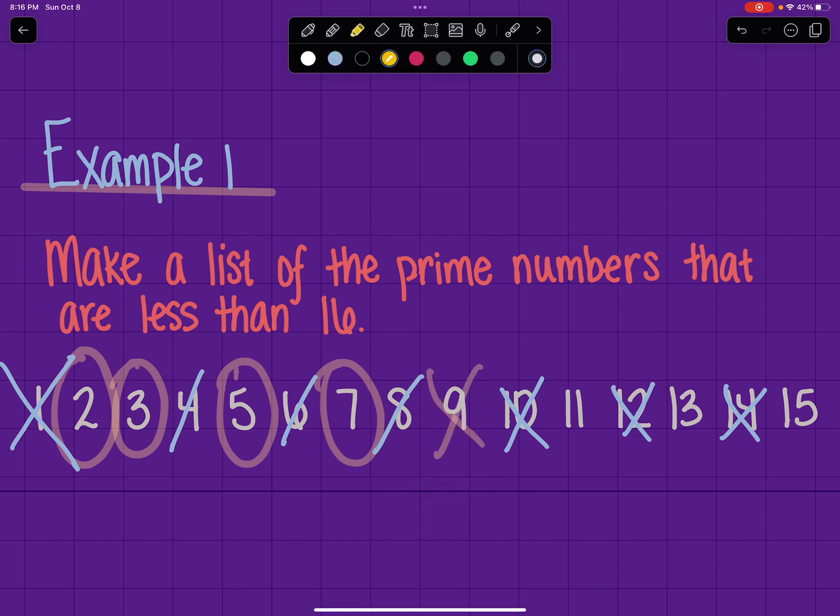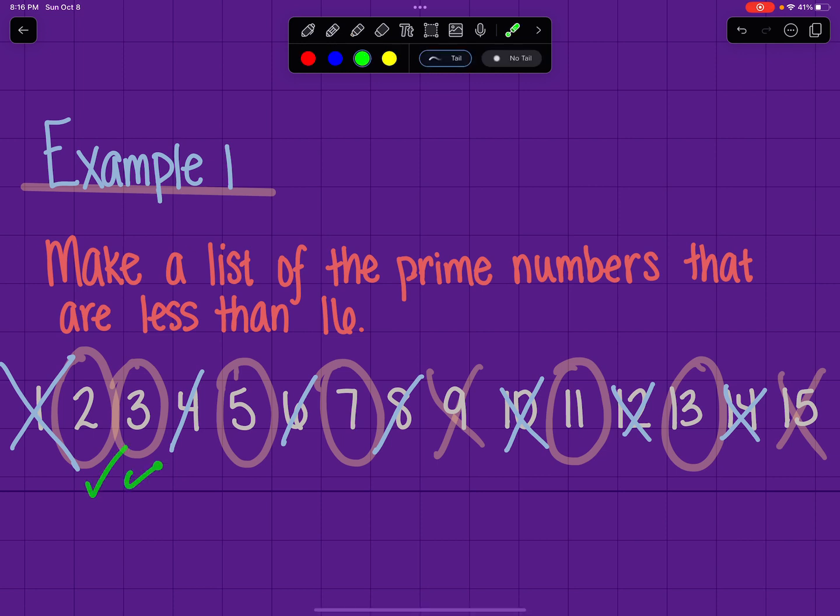What about 11? 11 is a prime number. You can't divide it by anything and get an even number other than 1 and itself, right? 13, same thing there. That's another prime. And then 15, if you remember your math facts, you could do 3 times 5 is 15. So that is not a prime number. I'm going to cross that out. So the list is 2, 3, 5, 7, 11, and 13.